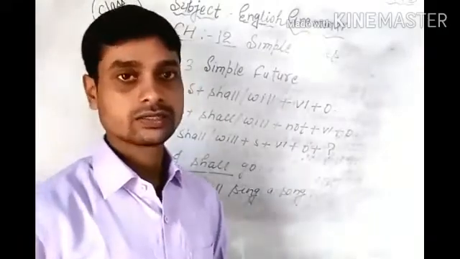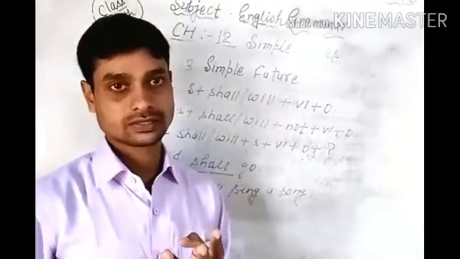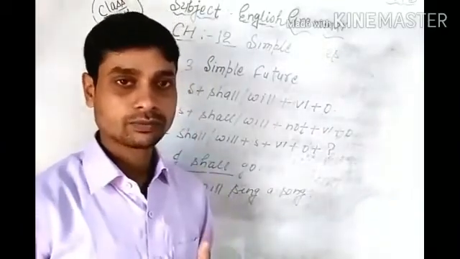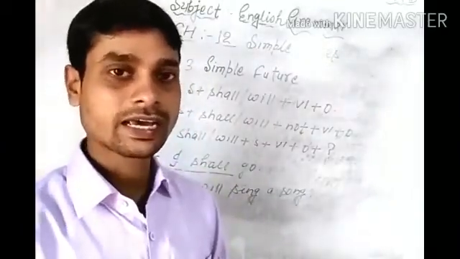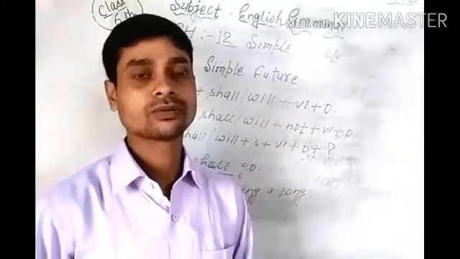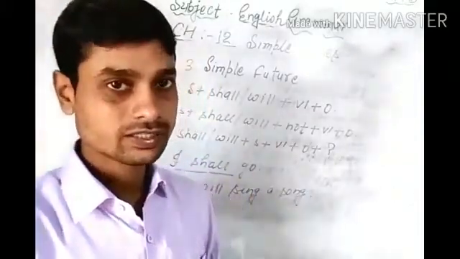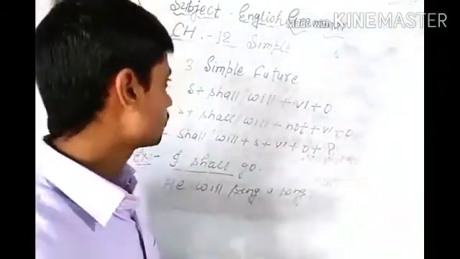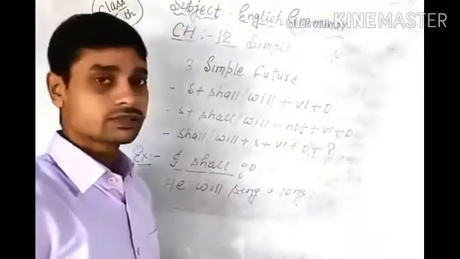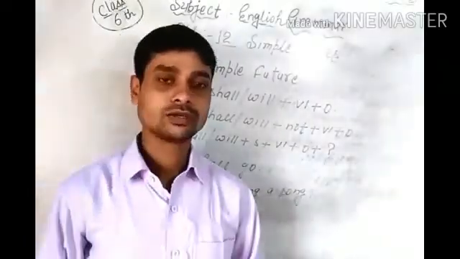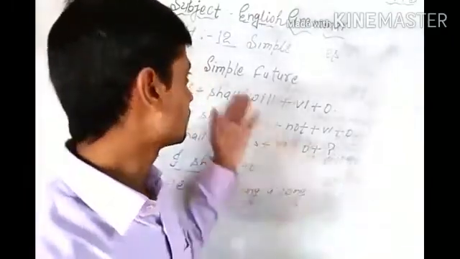So students, in chapter number 12, you only have to study simple tenses. It is clear that there are three simple tenses: simple present, simple past, and simple future. We already completed simple present tense in the first video of tense. In this second video we have covered simple past tense and simple future tense. On this basis you can do the exercise of this chapter 12.